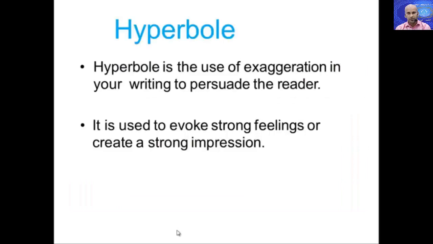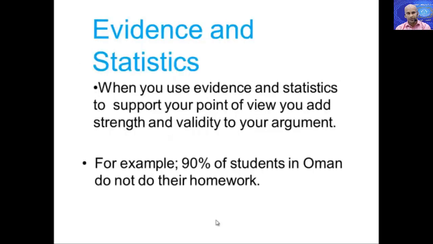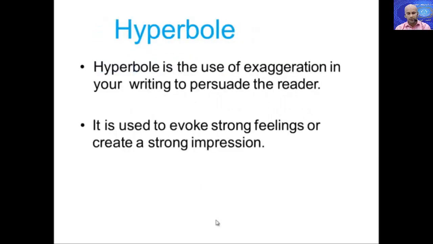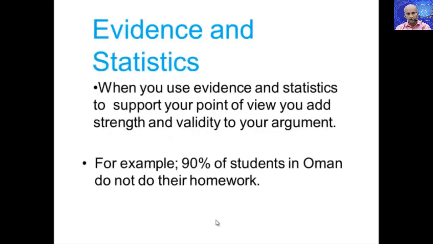Next technique is hyperbole. Hyperbole is the use of exaggeration in your writing to persuade the reader. It is used to evoke strong feelings or create a strong impression. For example, I told you a million times, my mom baked a cake to feed an army. So this way, when you exaggerate something, your point or argument becomes more effective.